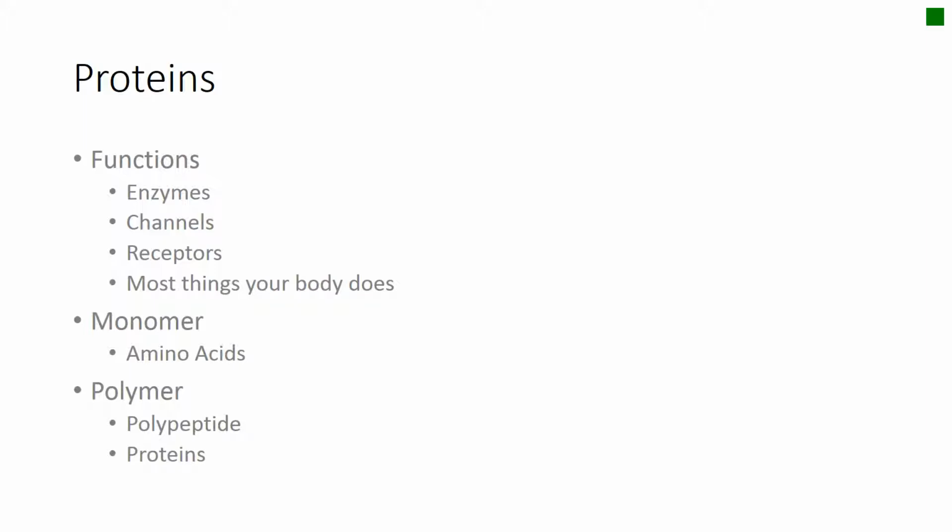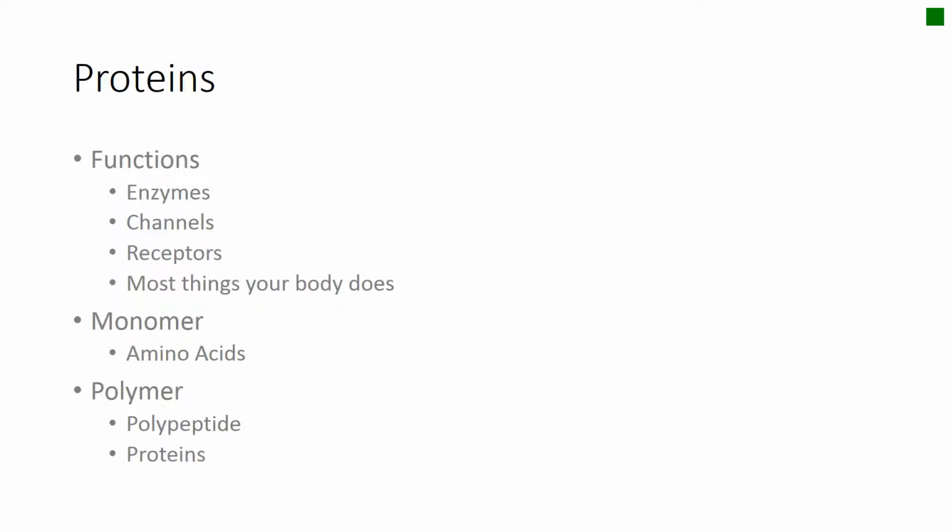And then again, most of the things your body does are through proteins. Your whole immune system runs off proteins. Cells keep their shape through proteins. There's a whole bunch of different things they do. Transport proteins, signaling proteins, it goes on and on and on. But I want you to know at least 3 functions for proteins on this test. So pick whatever 3 you want, but you got to know 3.